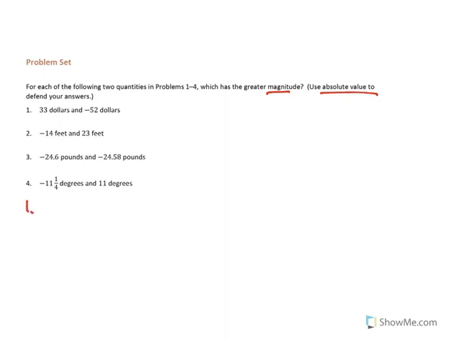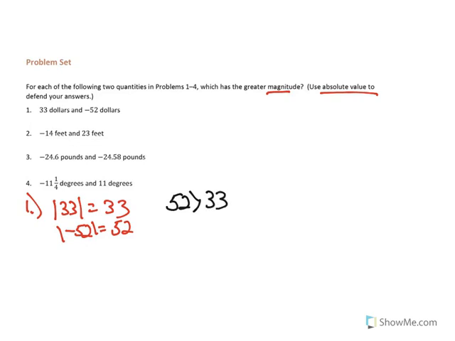The first two numbers for number 1 are $33 and negative $52. So the absolute value of 33 is 33, and the absolute value of negative 52 is 52. So which one has the greater magnitude? Well, there's two ways you can write it, but we like to write the greater number first, so 52 is greater than 33. Therefore, negative $52 has the greater magnitude.